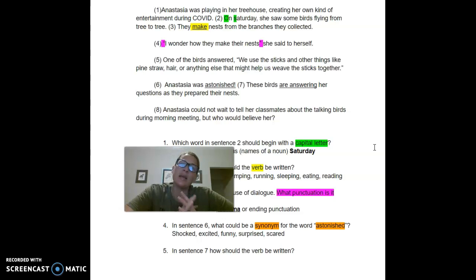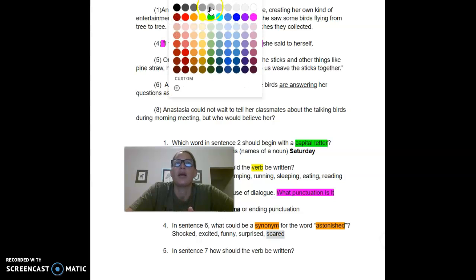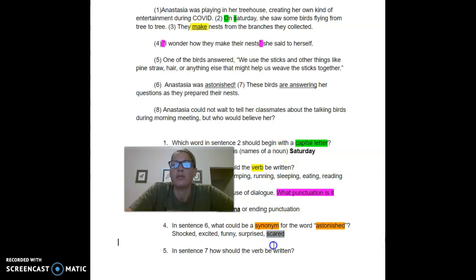So I'm going to say probably right off the top, I don't think she was scared. Because if she was scared, I think we would see something that might say, oh, Anastasia ran away, like that scared her. She could be surprised. I would be surprised. Would you be surprised? Shocked. Even excited. Those three could work.